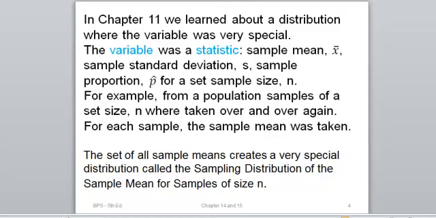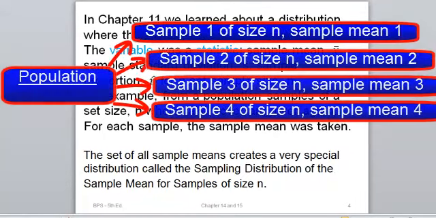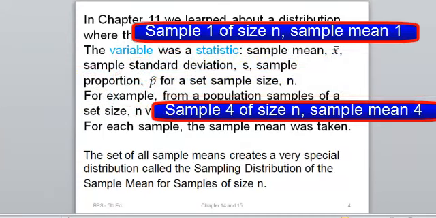So what is a sampling distribution? The variable is a statistic, such as the sample mean, the sample standard deviation, or the sample proportion, for a set sample size. In other words, I go to the population, I take samples of a certain size, and I keep taking samples of a certain size over and over. But I do something to these samples: I calculate either the sample mean, sample standard deviation, or sample proportion. And I collect all those sample means, sample standard deviations, and/or sample proportions.